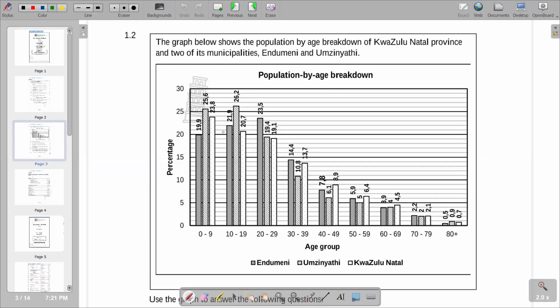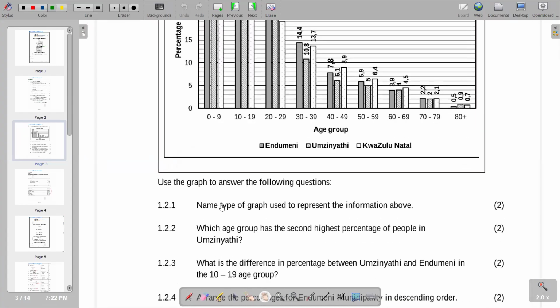So our next question is on 1.2. The graph below shows the population by age breakdown of KwaZulu-Natal province and two of its municipalities, Endumeni and Umzinyathi. And then we're given a population age breakdown. Then we are given that graph that we need to go through. Then use the graph to answer the following questions.